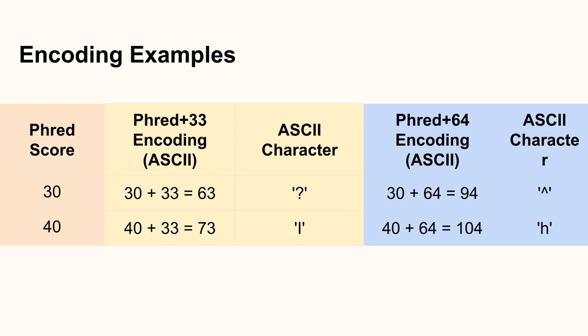Let's see how this works with a few examples. For a Phred score of 30, in Phred 33 encoding, 30 plus 33 equals 63, which corresponds to the ASCII character question mark. In Phred 64 encoding, 30 plus 64 equals 94, which corresponds to the ASCII character caret symbol. For a Phred score of 40, in Phred 33 encoding, 40 plus 33 equals 73, which corresponds to the ASCII character I. In Phred 64 encoding, 40 plus 64 equals 104, which corresponds to the ASCII character h.